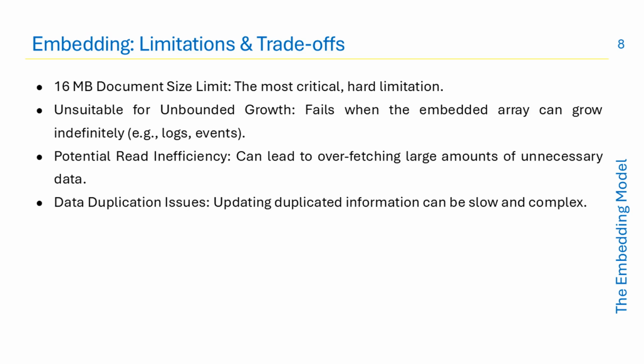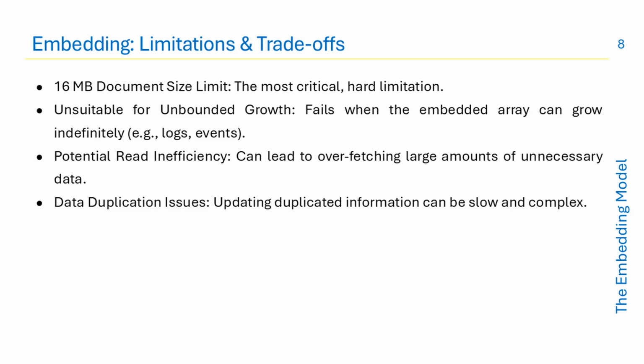Think of a logging system where a host generates millions of log entries, or a popular product that could accumulate tens of thousands of reviews. If the array of subdocuments can grow indefinitely, you will inevitably hit the size limit, and your application will start seeing write failures. This is a critical design constraint.